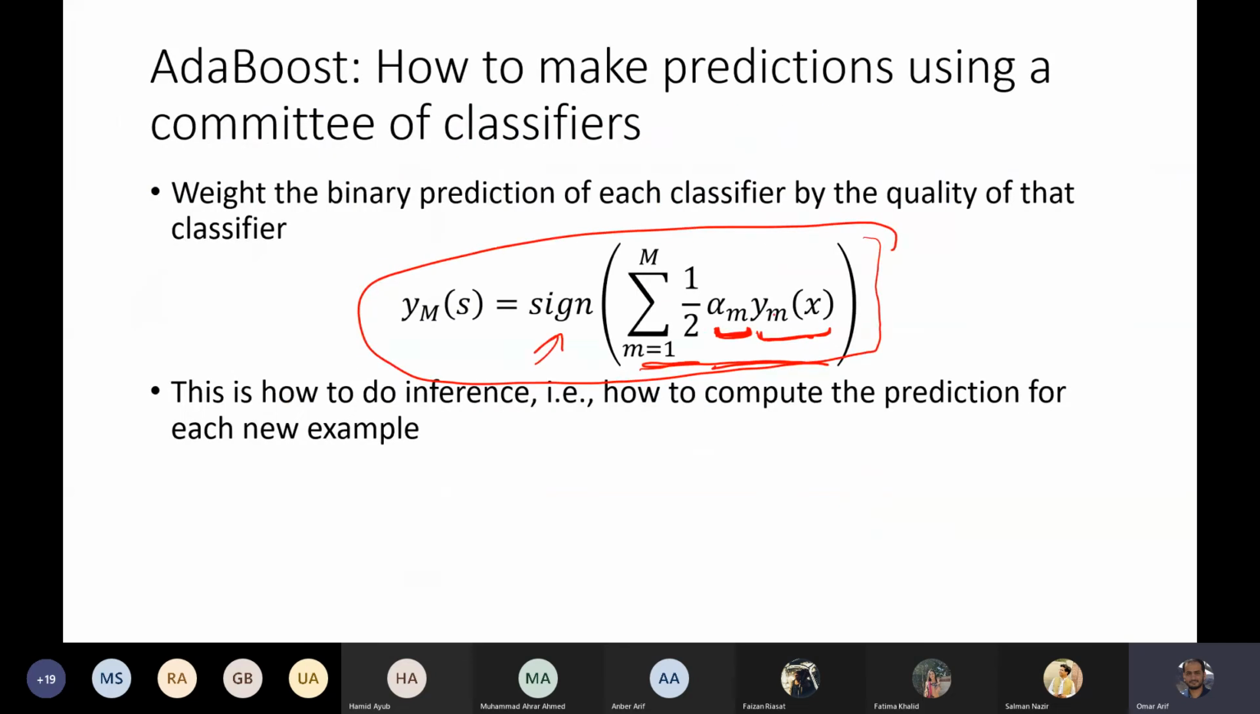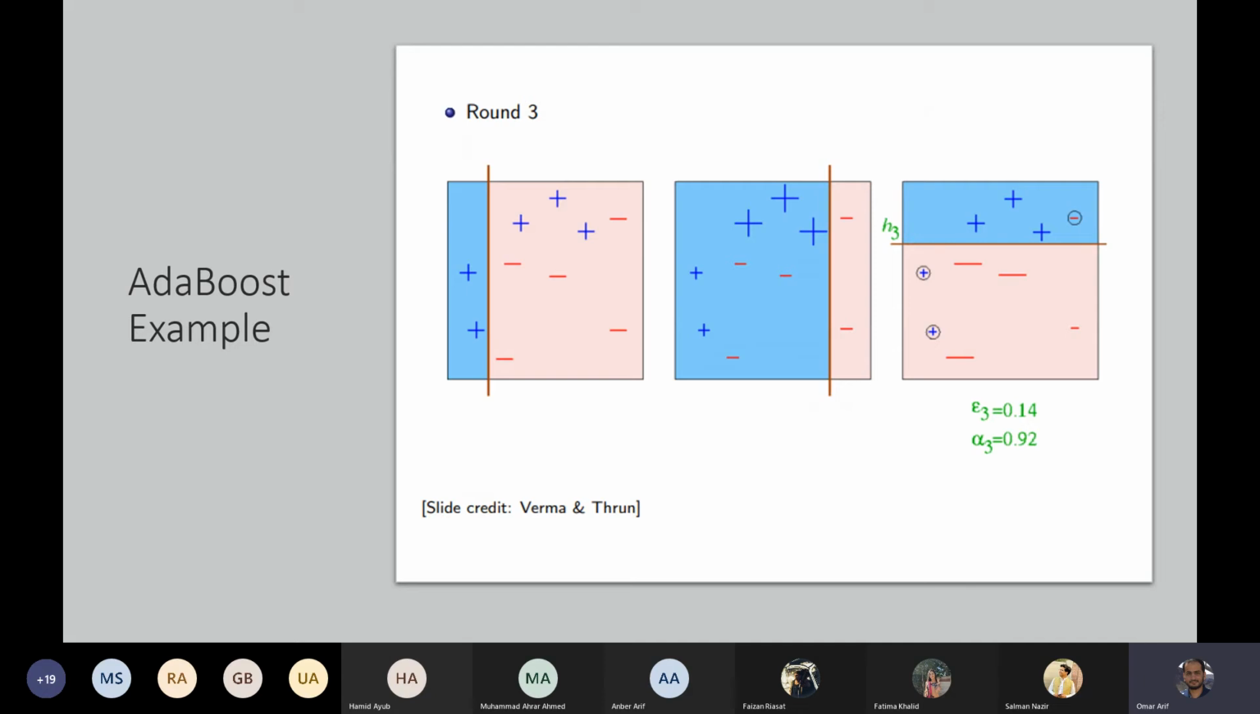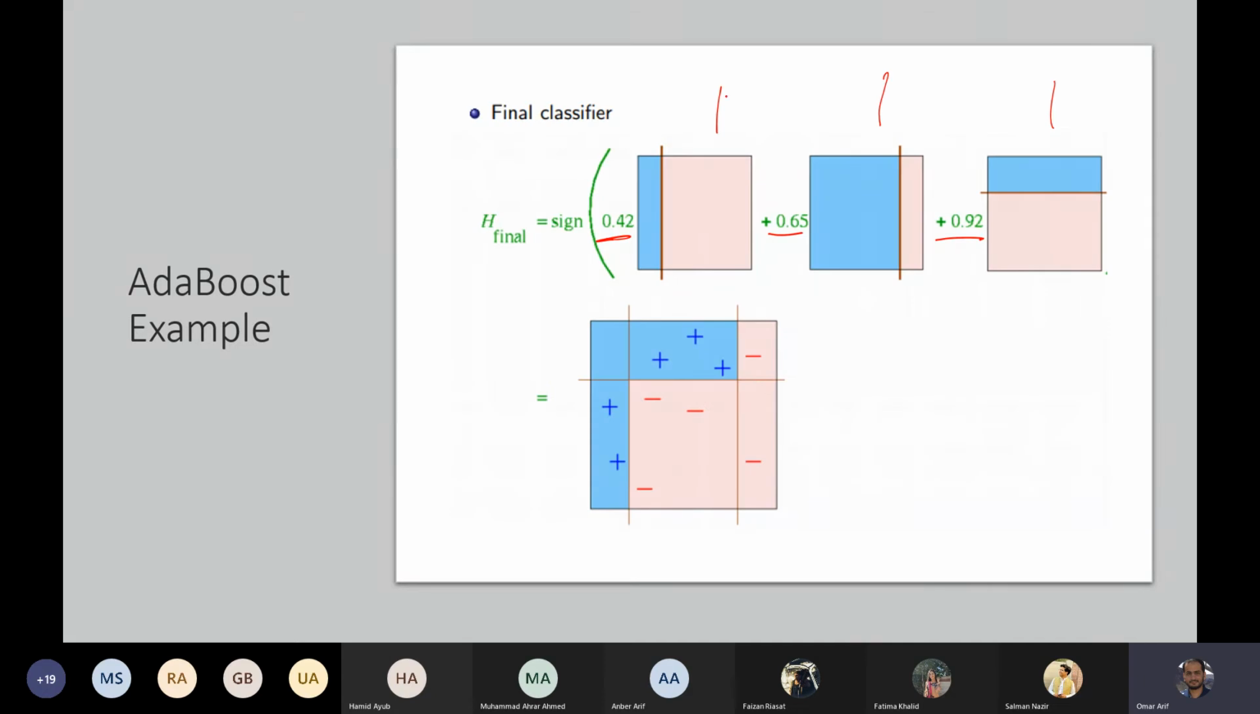So this is my equation to compute the final output. I'm going to take the output of the mth classifier, multiplied by its quality, taking the sum and finally the sign. So this is what I'm doing here also. This is the first classifier, second classifier, third classifier. They are multiplied by their quality, you add them up and take the sign to get the final prediction. And this would be my final prediction.